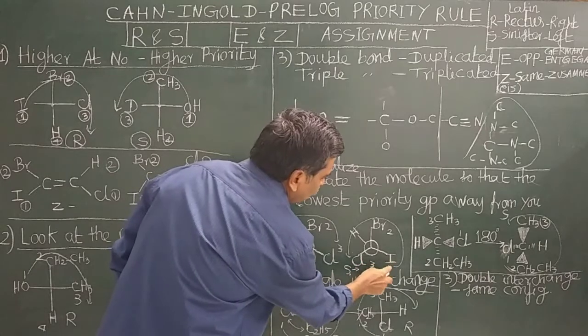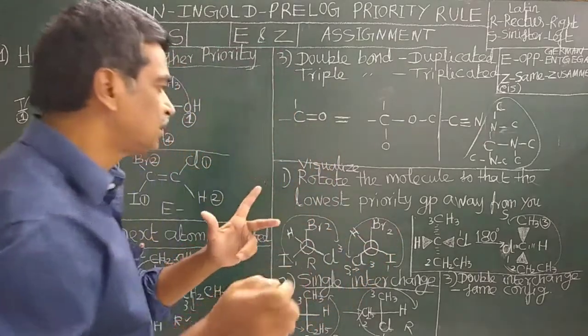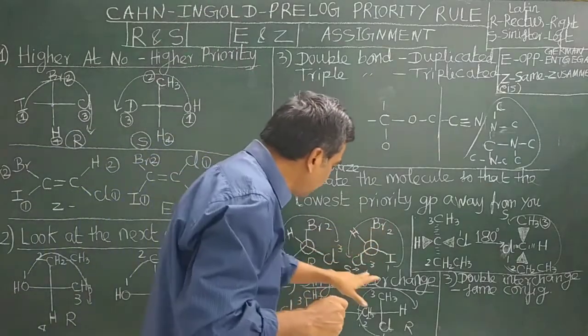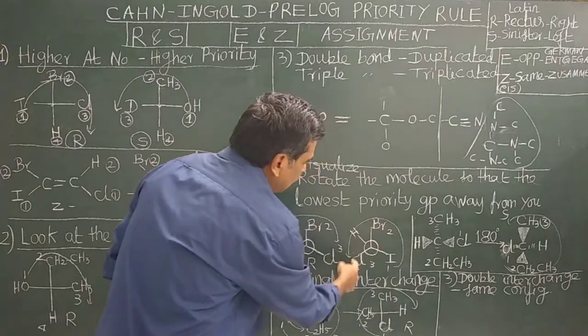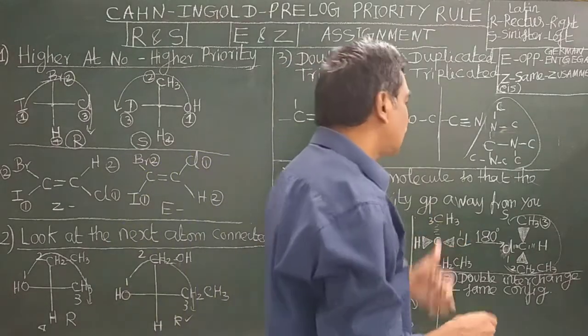Similarly, here 1, 2, 3. Hydrogen is away from you. Remember, always keep hydrogen away from you. 1, 2, 3, and this rotates in left direction. Right. Now let us consider another example.